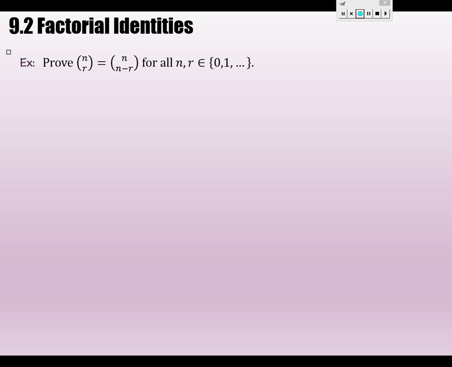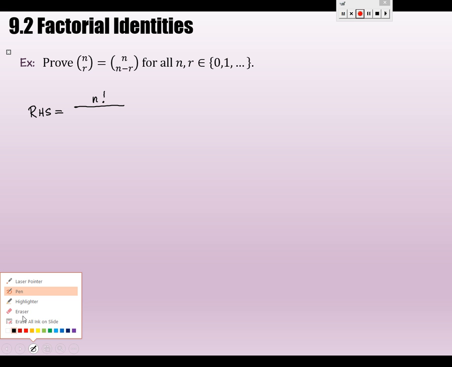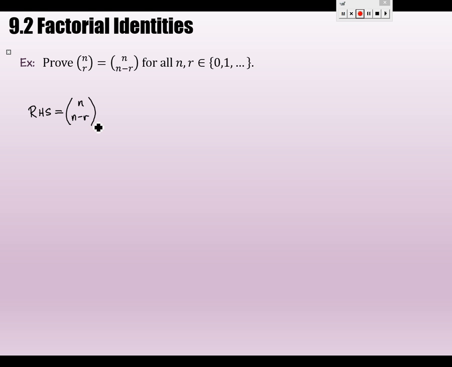So do this once and for all for n and r. Show that those really are the same thing. Start with whichever side you like, maybe the right-hand side, just because it looks a little more complicated. Not so bad.